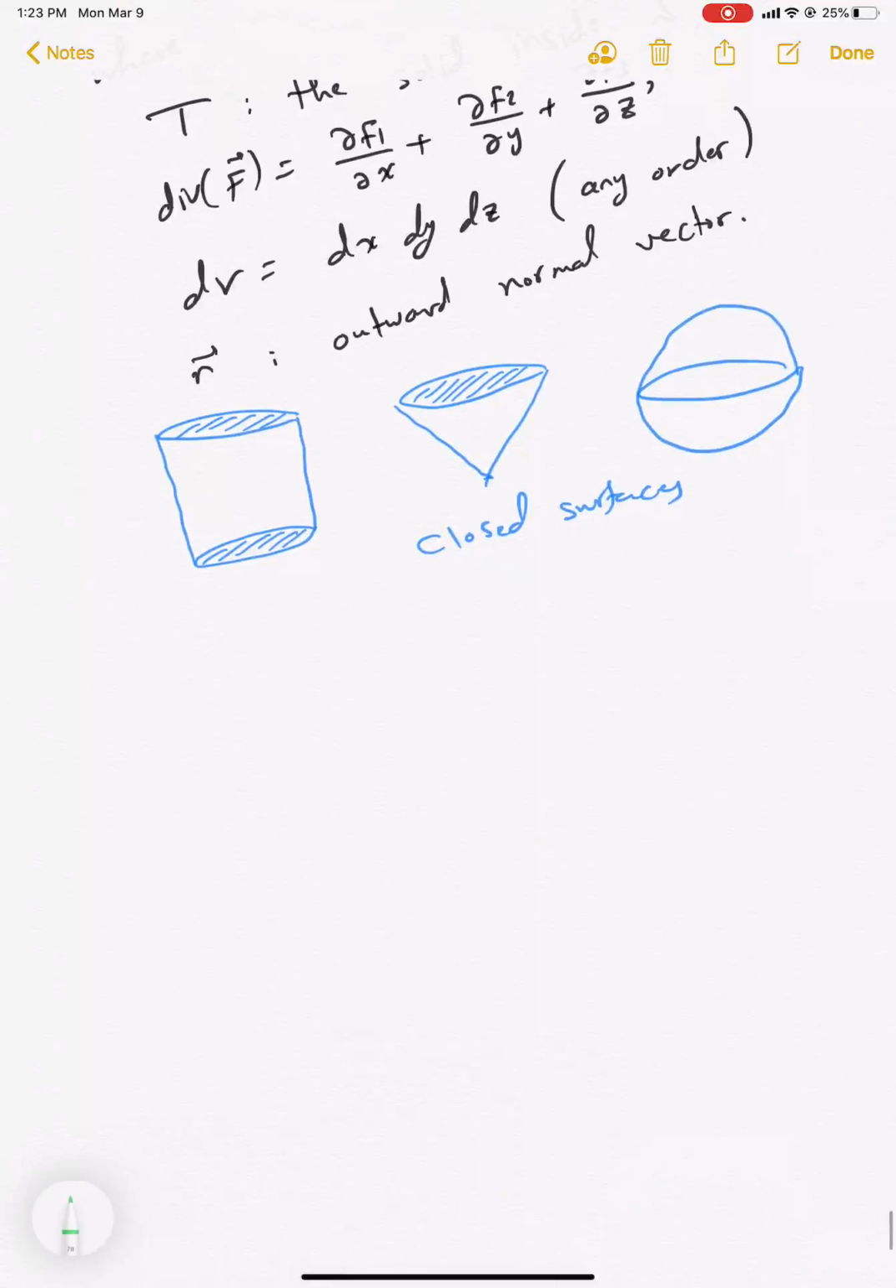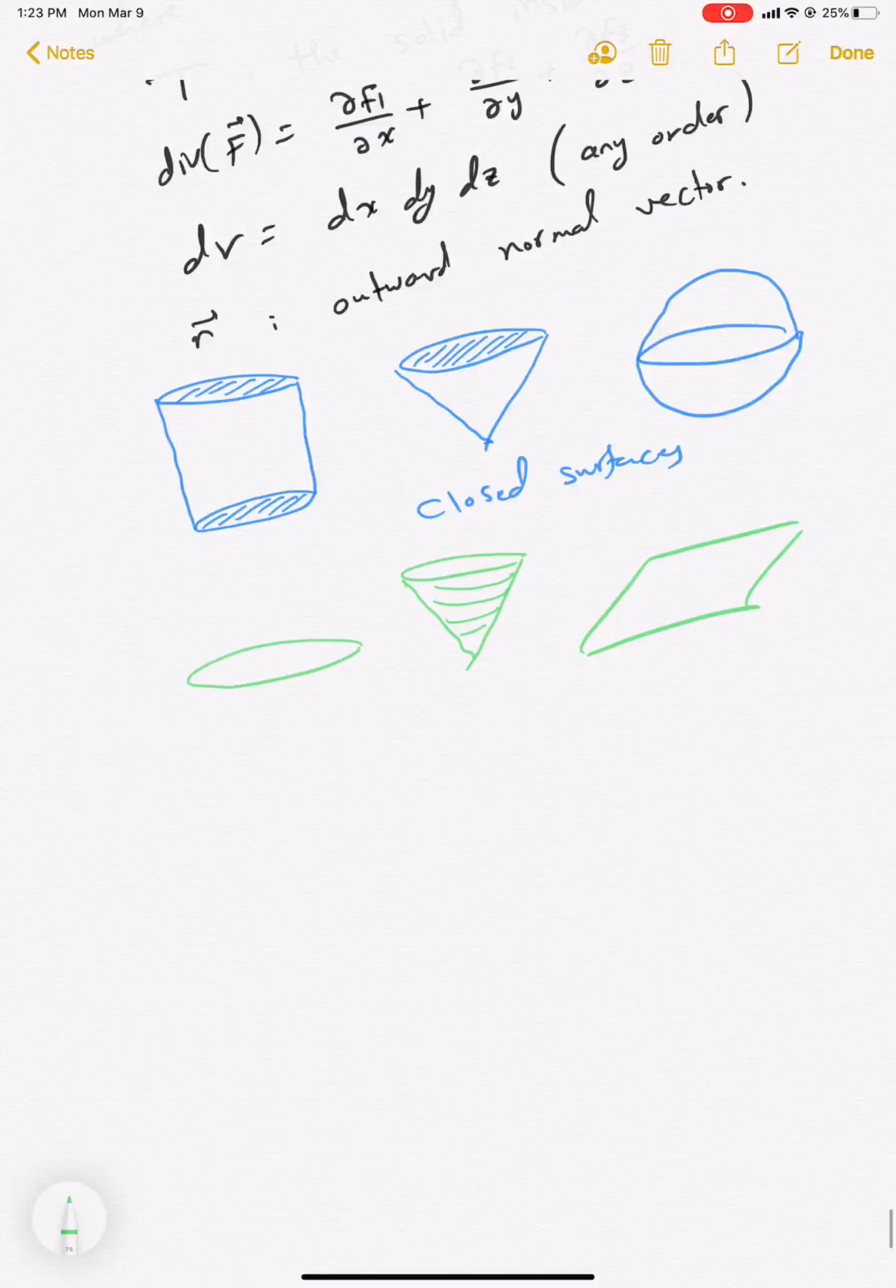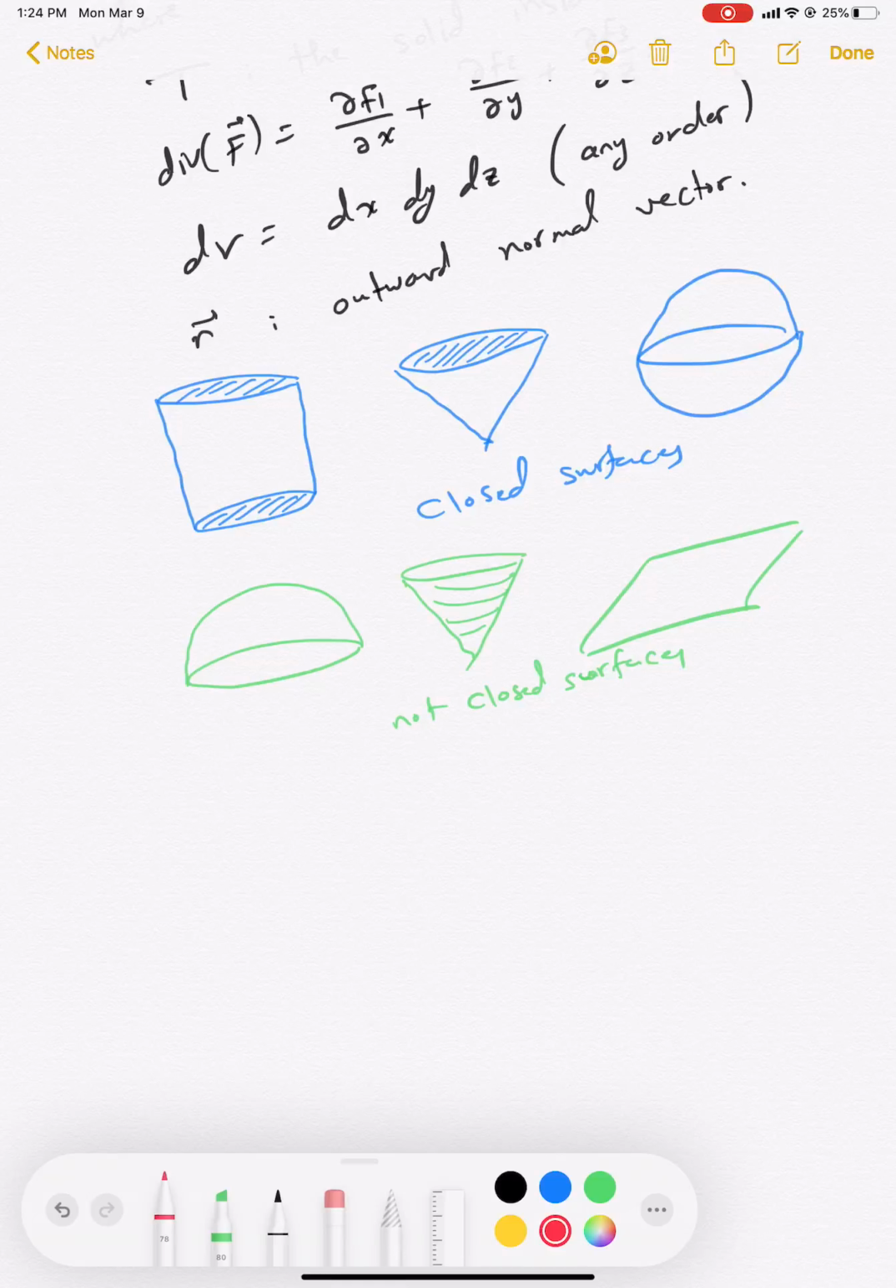On the other hand, if you take a plane, this is not closed. If this is only my cone without the top, it's not closed. If you only take the upper hemisphere without the bottom, these are not closed surfaces. So in the first three surfaces, you can apply the divergence theorem, while in the other three cases you can't, because the surfaces are not closed.